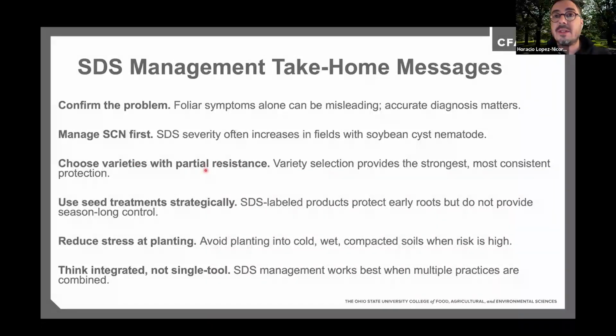Choose varieties with partial resistance. Like I mentioned, and I gave the example at the beginning, seed treatments are not the silver bullet. You need to pair them with partial resistance. You need to pair them with reduction of stress at planting.